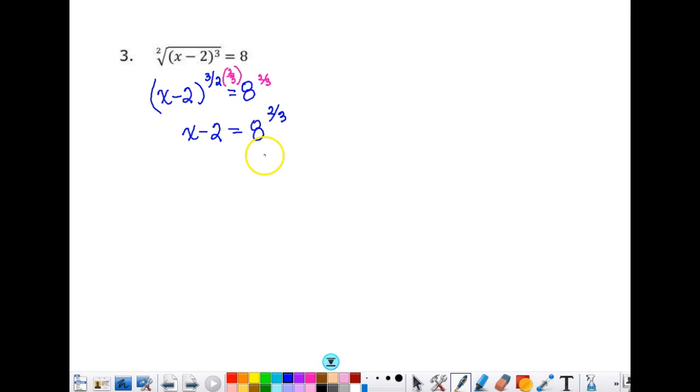Okay, so we can't move the 2 over yet. We need to work on this. So let's change that 8 to the 2/3 power back to a radical like that. Okay?